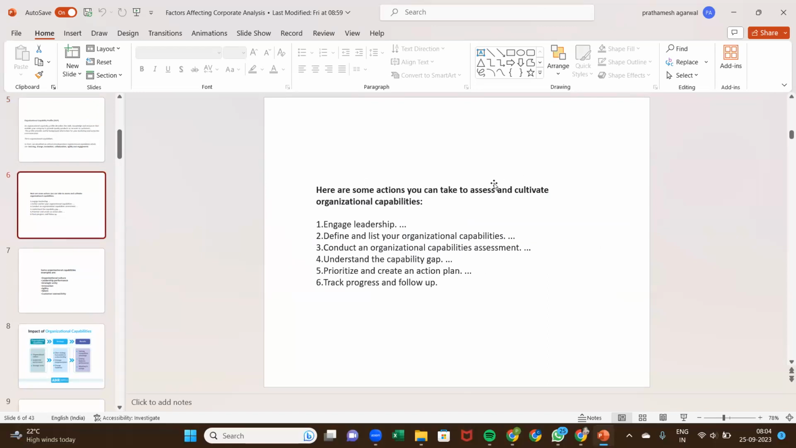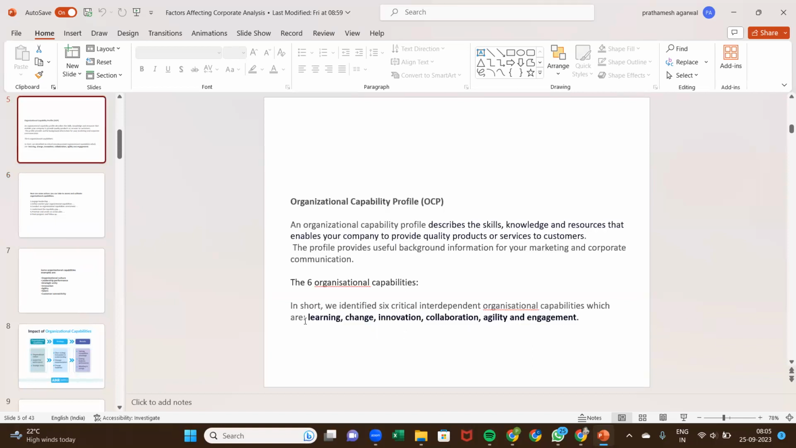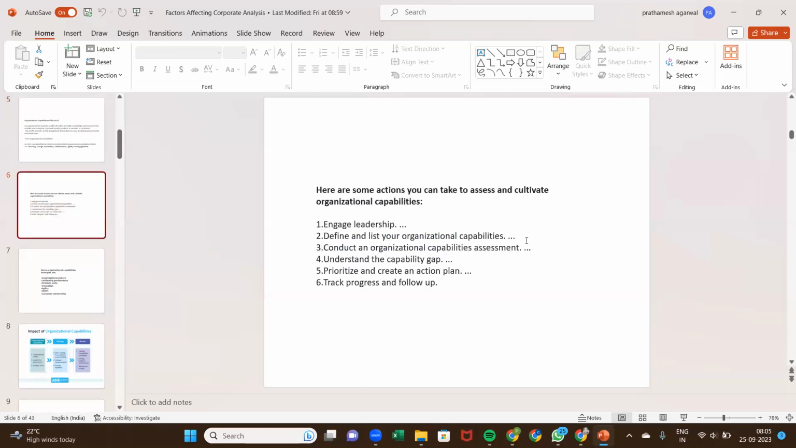Here are some actions you can take to assess and cultivate organizational capabilities. First, engage leadership. What type of leadership do you have? How are you moving your team forward? Second is define and list your organizational capabilities. What do we have? As I listed in the first slide, we have six capabilities. Now, do we have all the six, or do we have five, or do we have four? We need to list those. Then we need to conduct an organizational capabilities assessment.